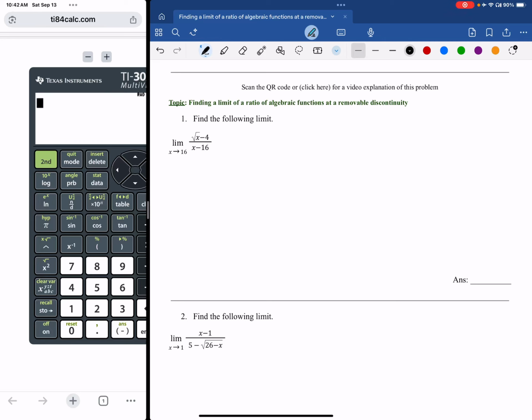This topic is finding the limit of a ratio of algebraic functions at a removable discontinuity. So again, we're still trying to evaluate limits. One way we learned was using a table. Another way we learned was graphically. A third way that we have to be able to do it is algebraically. So how do we solve this algebraically?